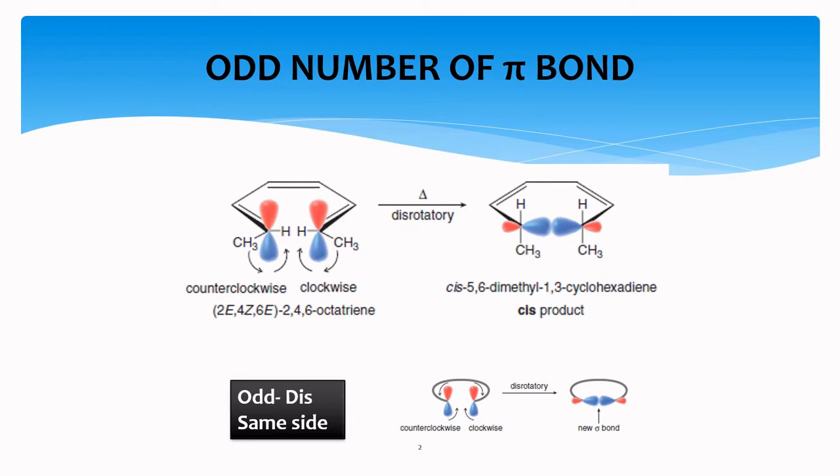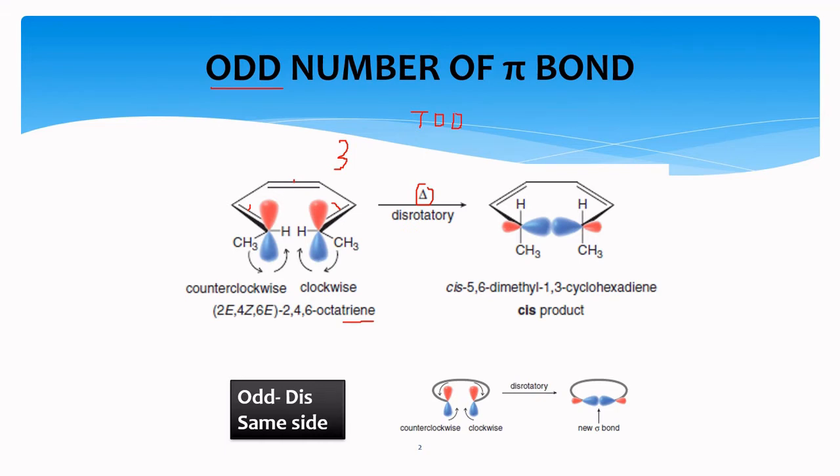So if we have this compound, 2E,4Z,6E-2,4,6-octatriene, what happens when it undergoes thermal reaction? You see it has 1, 2, 3 double bonds. So with 3 double bonds, it is an odd number and it is thermal. So it is TOD.